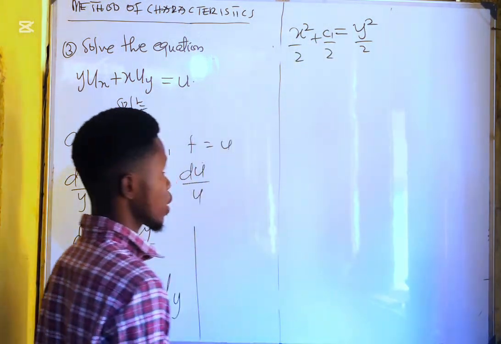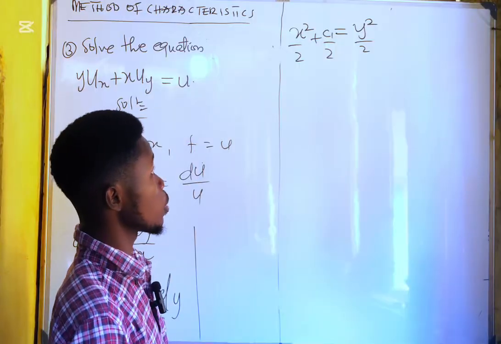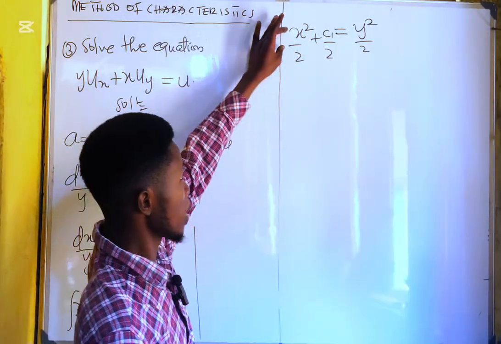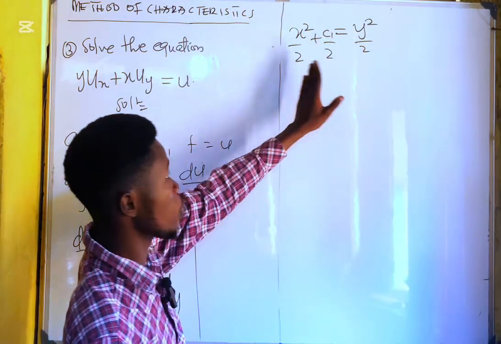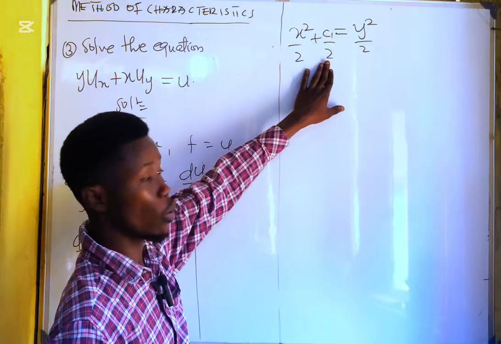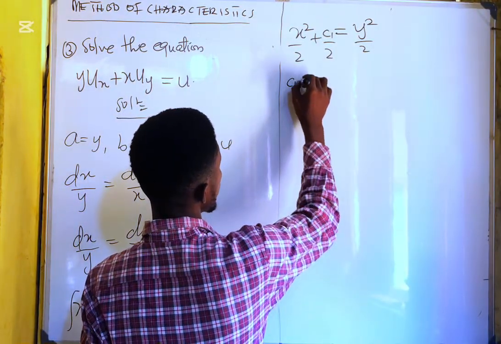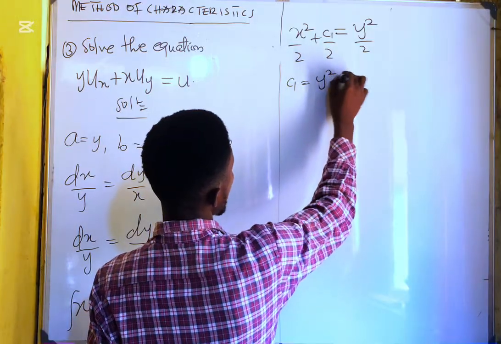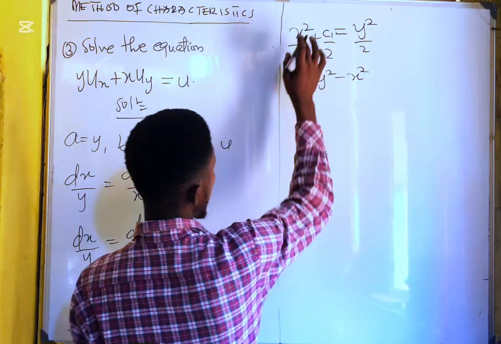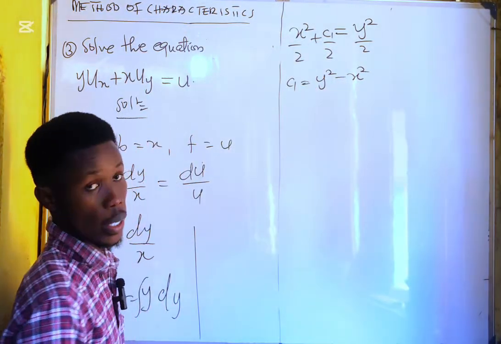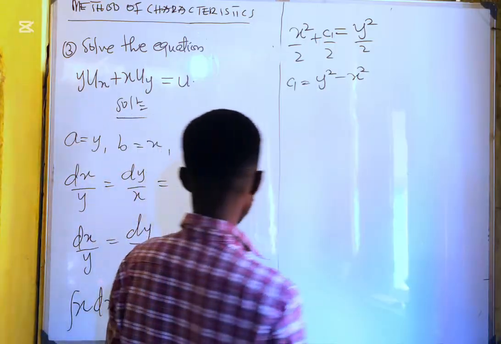I'm saying that the constant can be anything, so it goes with whatever is moving with this and that. So here is over 2 over 2. I can bring the over 2 in with the constant so that all the 2 will go away. So I have my c1 equals y squared minus x squared. If you make c1 the subject, this is what you get. Now let's move on to the second one.